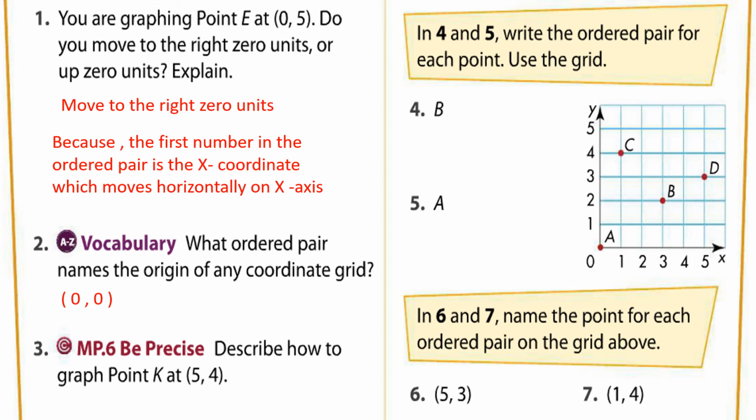So the origin point again is 0 and 0. I want you to memorize that, guys. Okay. So what are the coordinates of the origin point? Yes, exactly, it will be 0 and 0.